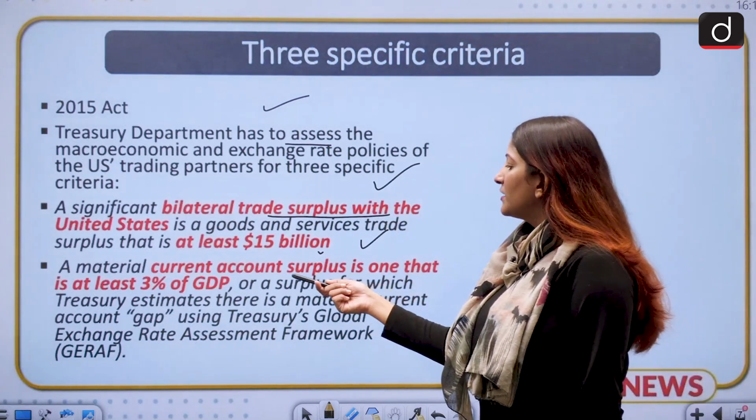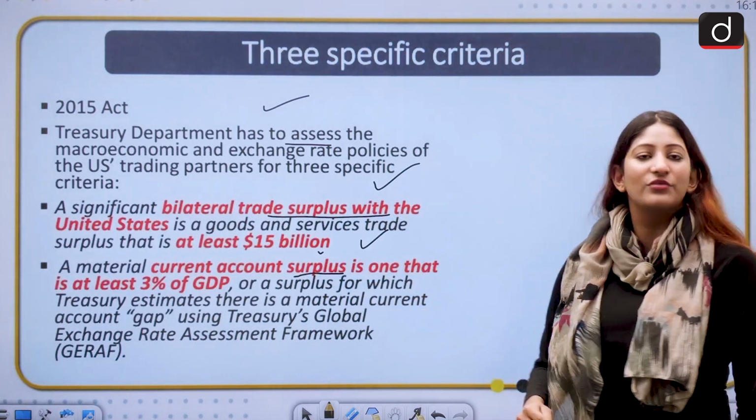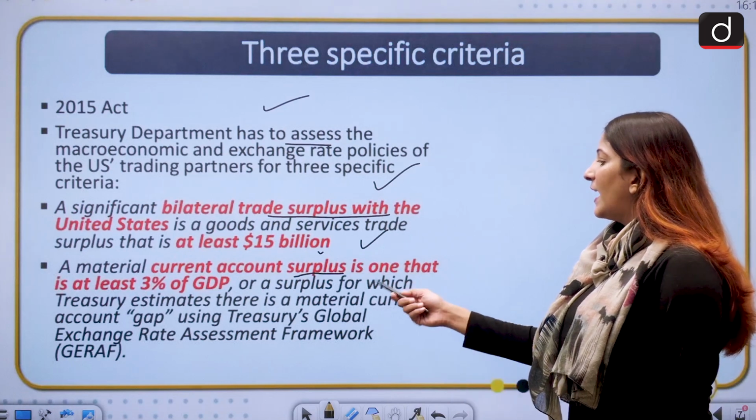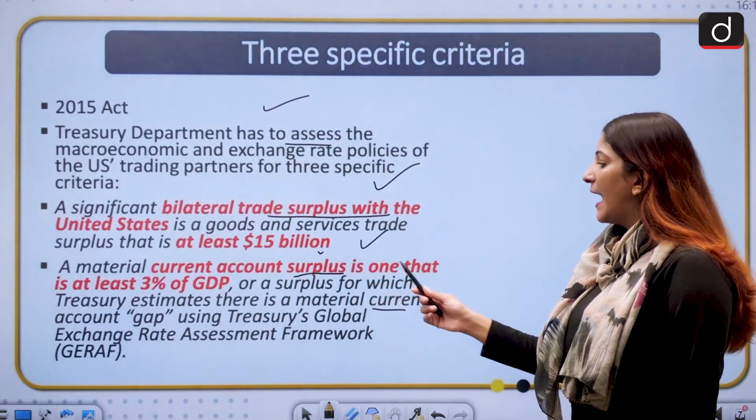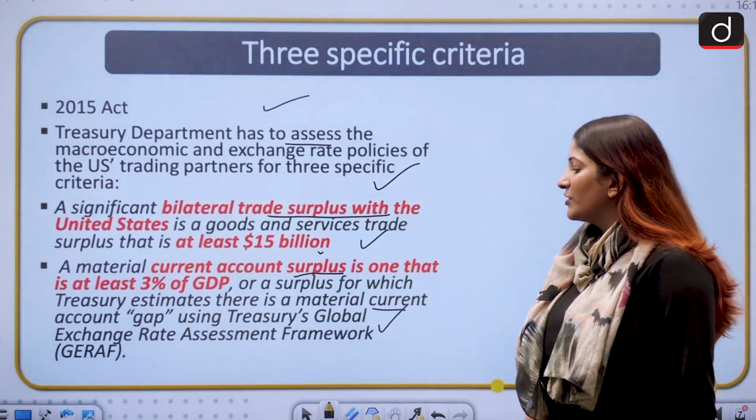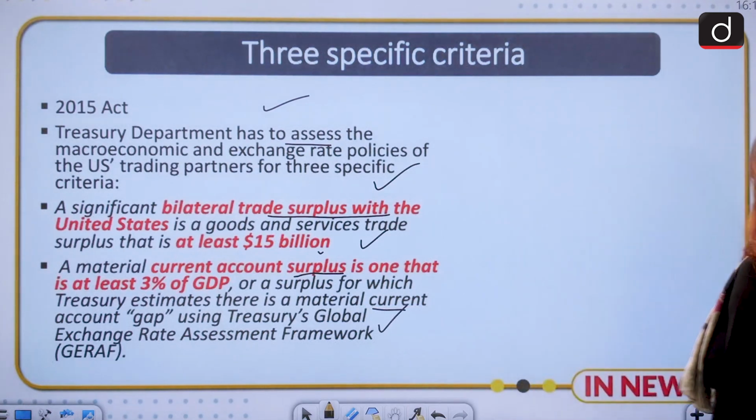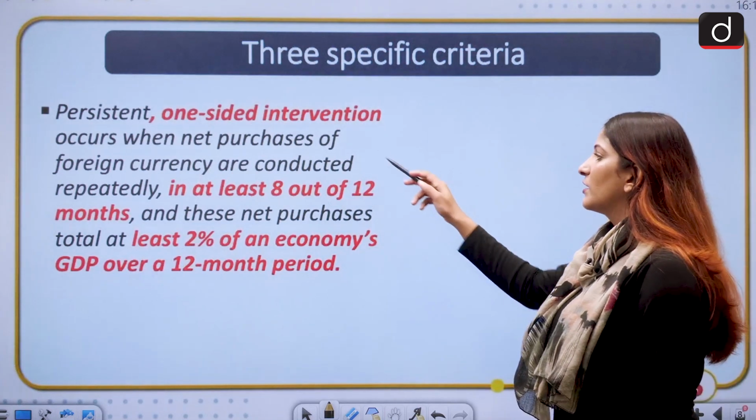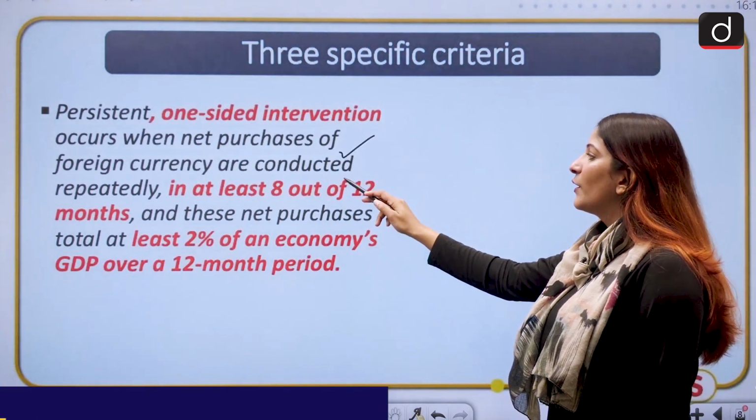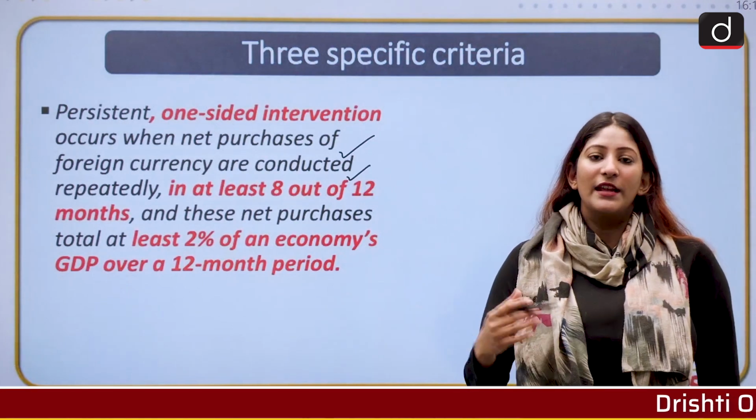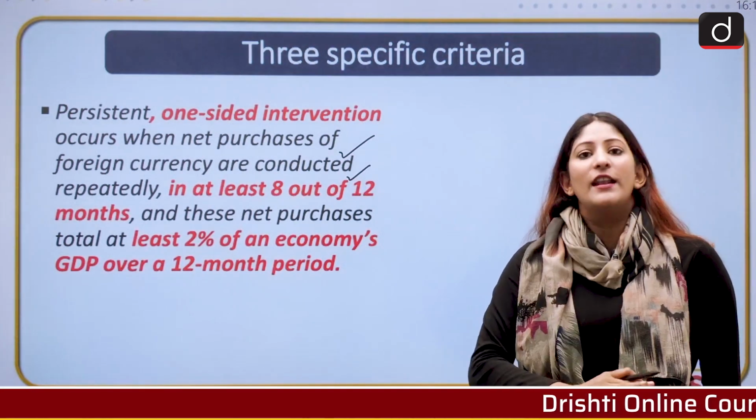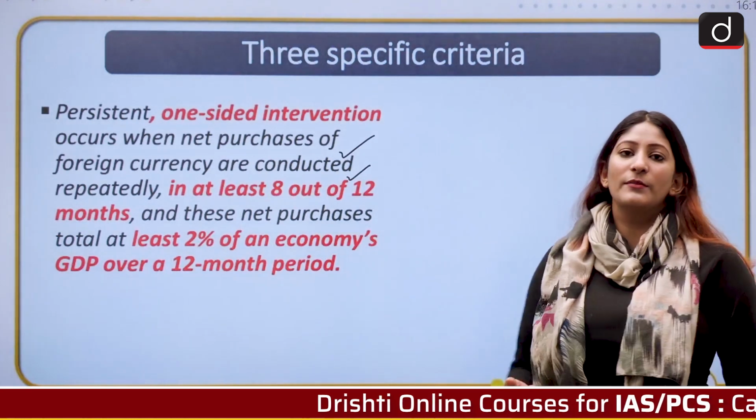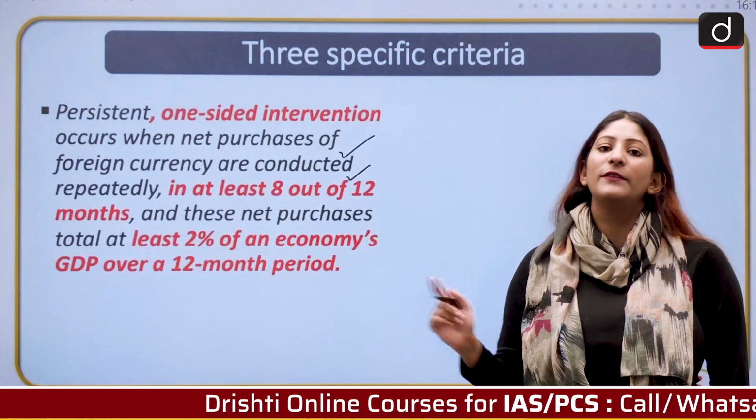Second, a material current account surplus is one that is at least 3% of the GDP, or a surplus for which Treasury estimates that there is a material current account gap using Treasury's global exchange rate assessment framework. Also, the third point is persistent one-sided intervention, occurring when net purchases of foreign currency are conducted repeatedly. If the RBI, from a unilateral perspective, is buying more and more dollars, then this could also be one of the reasons to be reflected in this list.